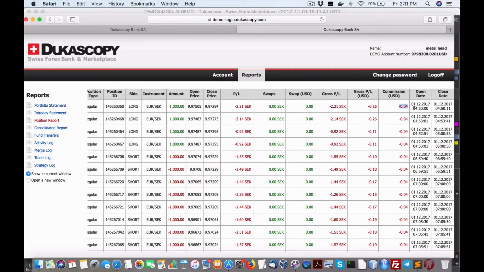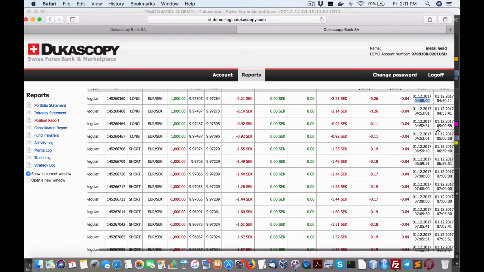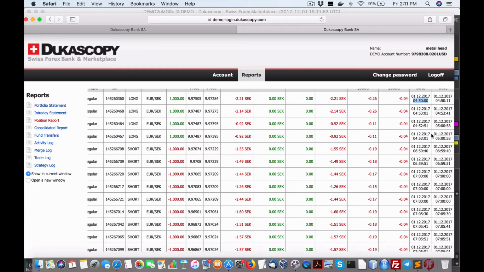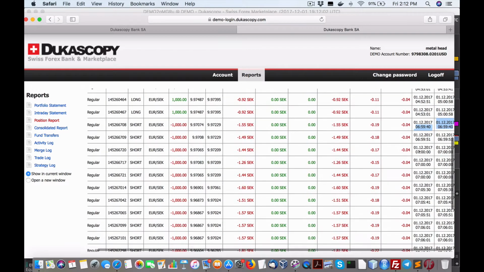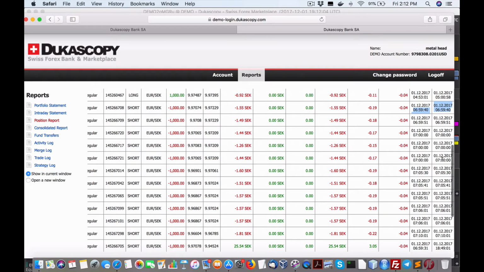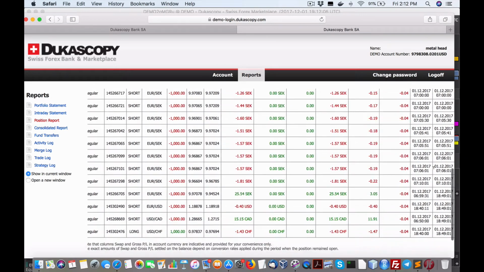So here's our open time. As I said, on these initial positions, you can see here it opened at 4:50, closed at 4:50. So these weren't even open for, this one was open for 8 minutes here, 7 minutes, and then back to not even being opened for longer than a minute.